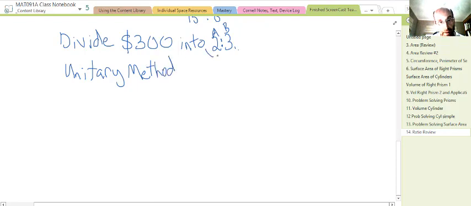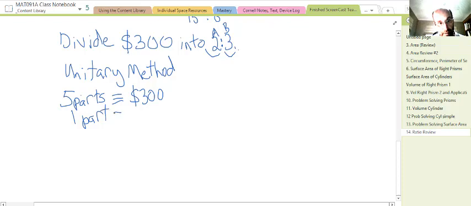So the unitary method is pretty simple. If we've got 2 parts here and 3 parts there, how big is one part? So we can work that out. We have a total here of 2 plus 3. We have 5 parts in this ratio. And 5 parts is equivalent, that's a triple equal sign, is equivalent to $300. So if we divide through by 5 on both sides, one part is equivalent to 300 divided by 5, which is $60. $60 is one part.